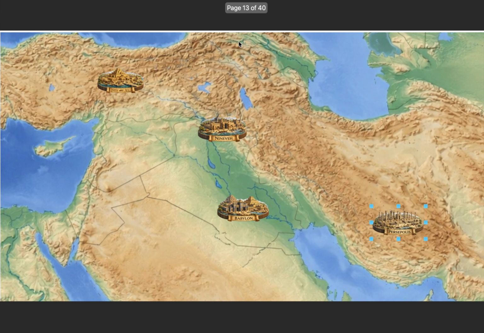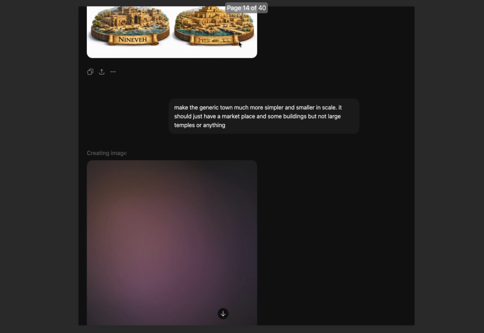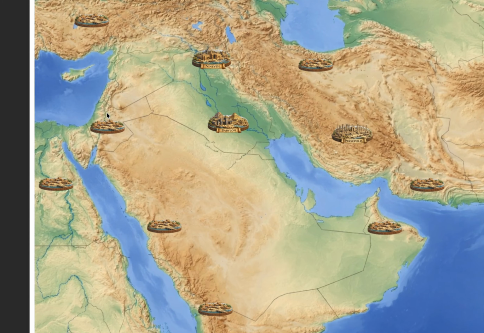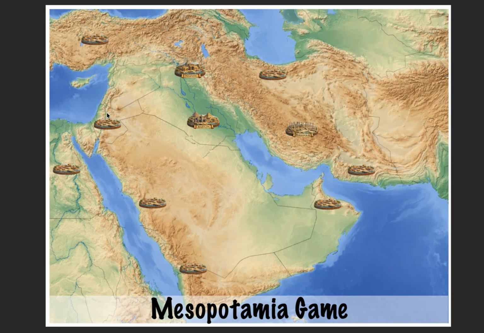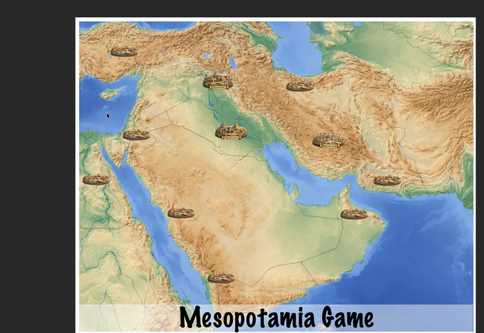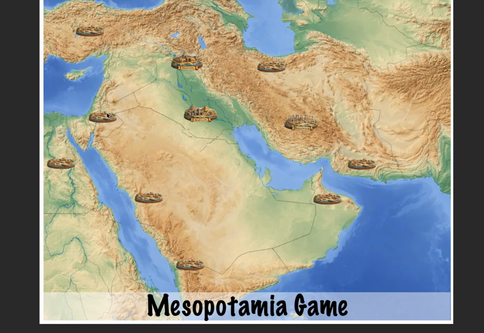Then I had them all for different cities, so Nineveh, Babylon, Persepolis, and a generic one, but I didn't like the generic one, so I decided to make it a bit more simple. And so you have these other images here that are like, the towns are more generic. Okay, it's not moving on to the next screen.